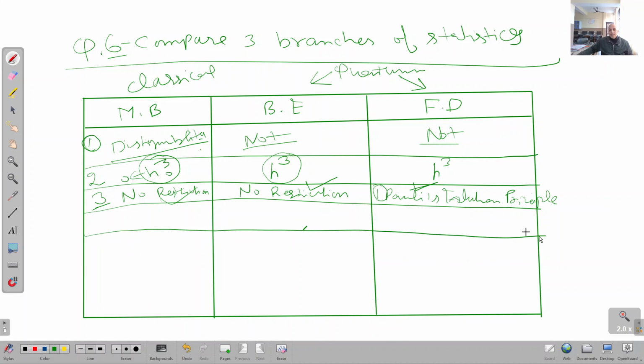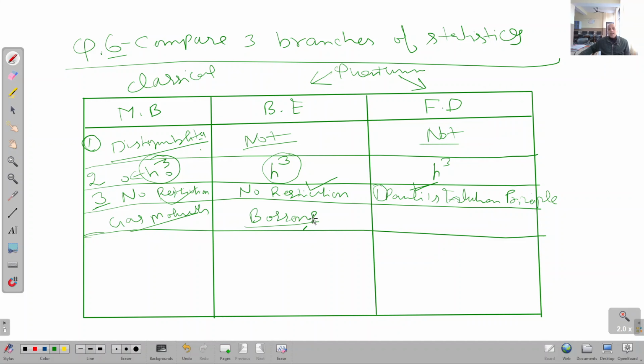The next difference is that Maxwell-Boltzmann statistics is applicable to gas molecules, right? Or other particles which have dimensions greater than atomic dimensions, molecules, or even greater than molecules. Bose-Einstein statistics is applicable to bosons.